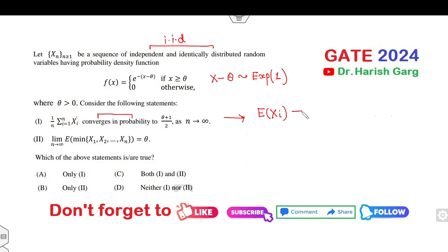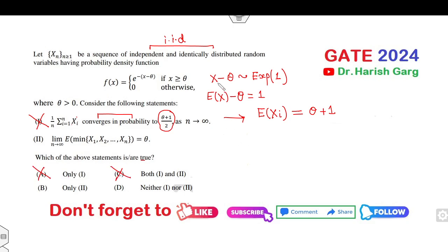So can you find the mean of the xi's? So it will be E of x. What is the mean of the exponential 1? It is 1. So its answer is theta plus 1. But they are talking about half of this, so this option is cancelled. Which of the following statements is true? Only one cancel, both cancel.